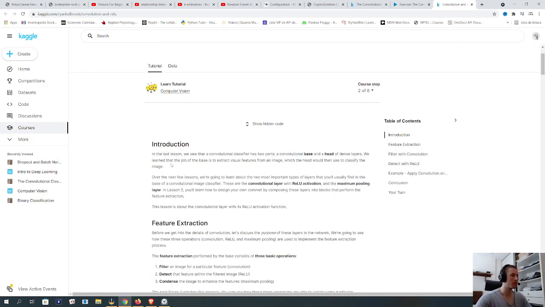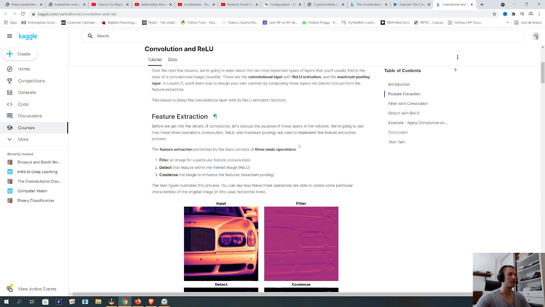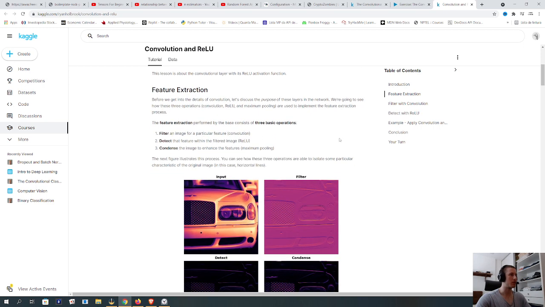Convolutional ReLU. In the last lesson, we saw that a convolutional classifier has two parts, a convolutional base and a head of dense layers. We learned that the job of the base is to extract visual features from an image, which the head would then use to classify the image. Over the next few lessons, we're going to learn about the two most important types of layers that you usually find in the base of a convolutional image classifier. These are the convolutional layer with ReLU activation and the maximum pooling layer. In Lesson 5, you'll learn how to design your own convnet by composing these layers into blocks that perform the feature extraction. This lesson is about the convolutional layer with its ReLU activation function.